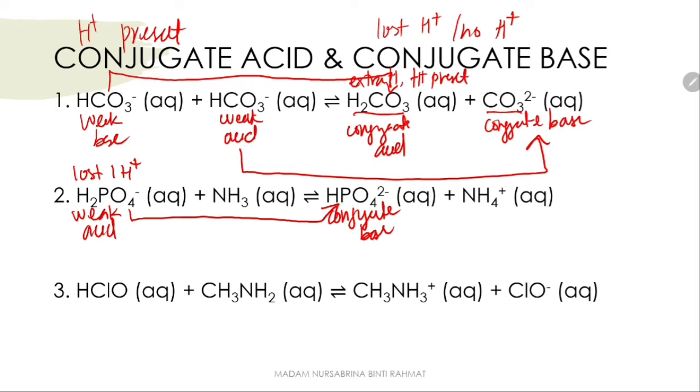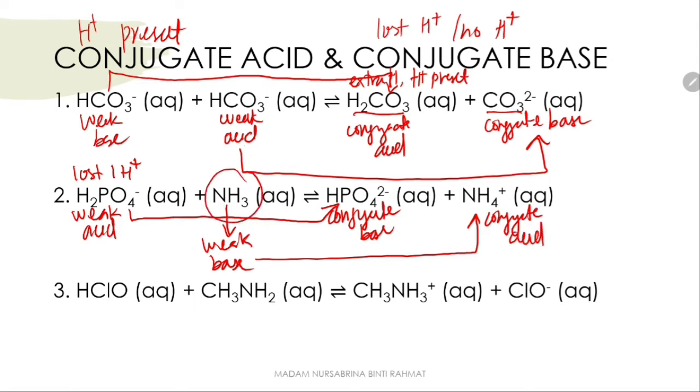Okay, whereas your NH3 is your weak base. So it dissociates, forming a conjugate acid. Why is it a conjugate acid? Because from NH3 it accepts that H plus. So now your NH4 plus has H plus, so automatically it becomes a conjugate acid. So you just need to remember: a base will accept H plus and become a conjugate acid. If it's an acid, it will lose that H plus and form a conjugate base.